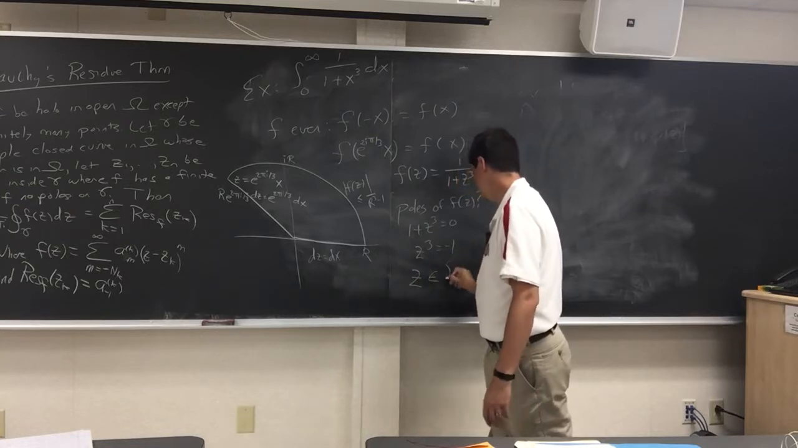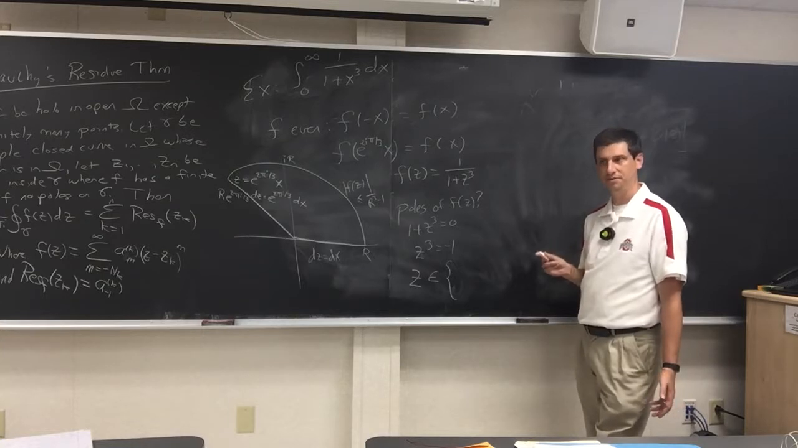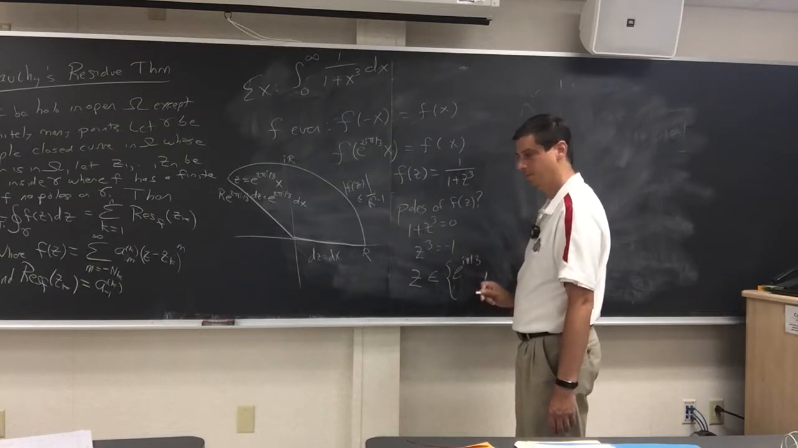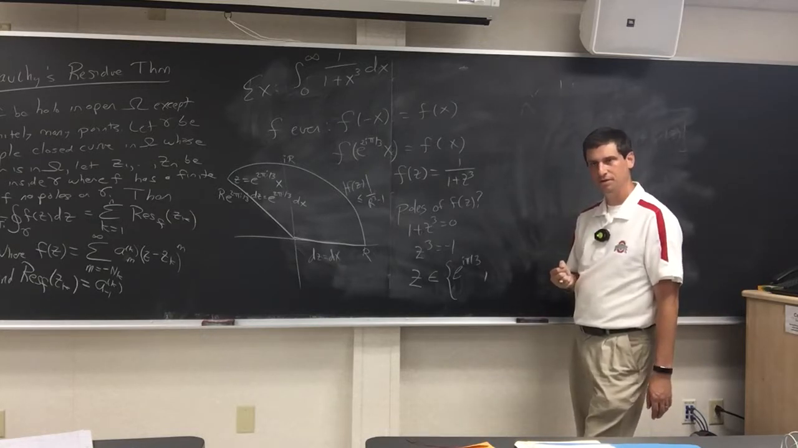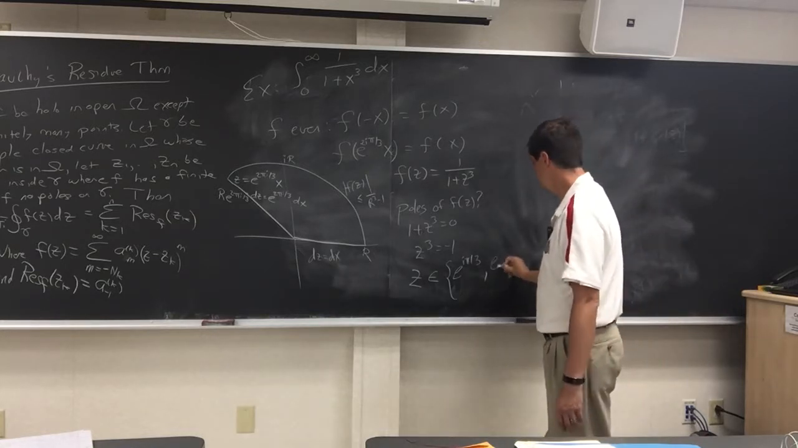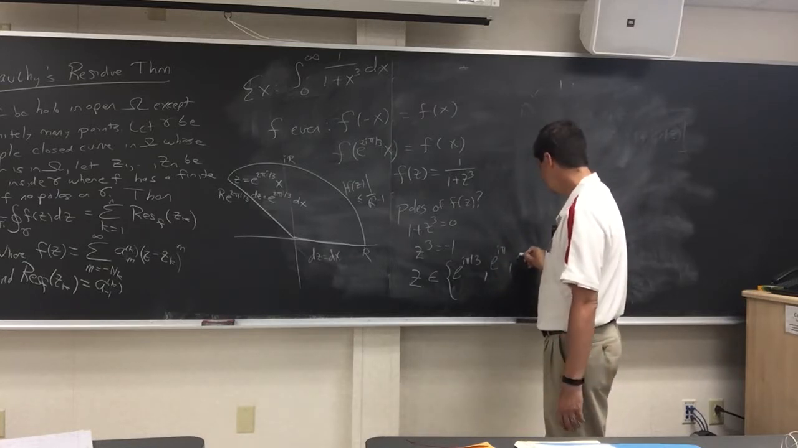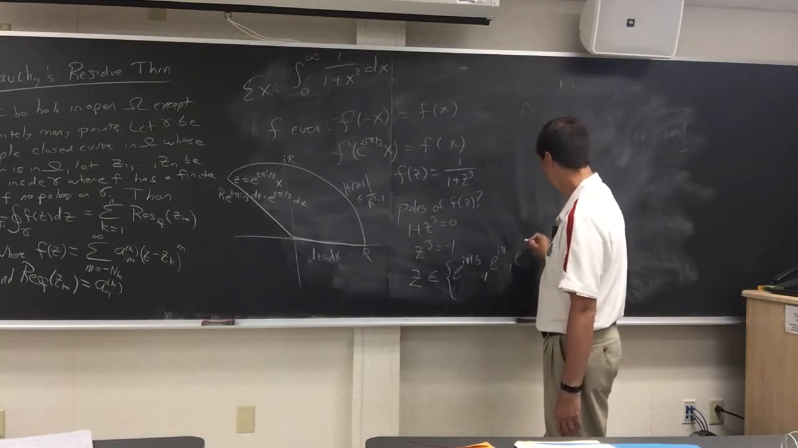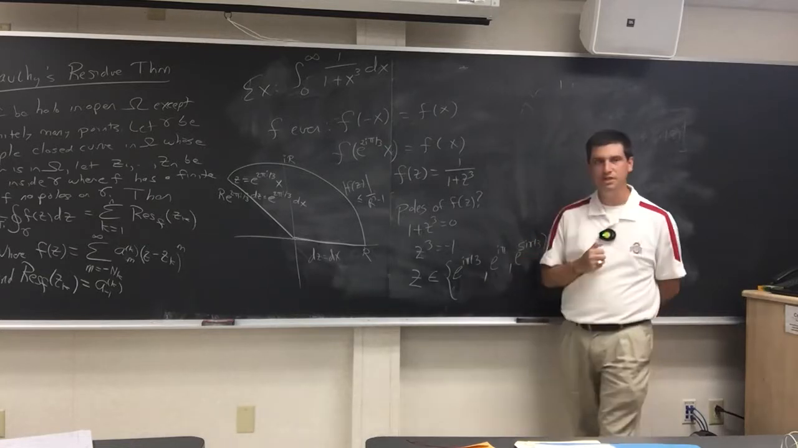So z is an element. The first thing that cubes to -1, -1 is e to the i pi. So we want e to the i pi over 3. And then what do we add to it? We can add 2 i pi over 3, and we can get e to the i pi. Good, -1 cubed is -1. And then the last one would be e to the 5 i pi over 3. So those are the 3 places where it blows up.